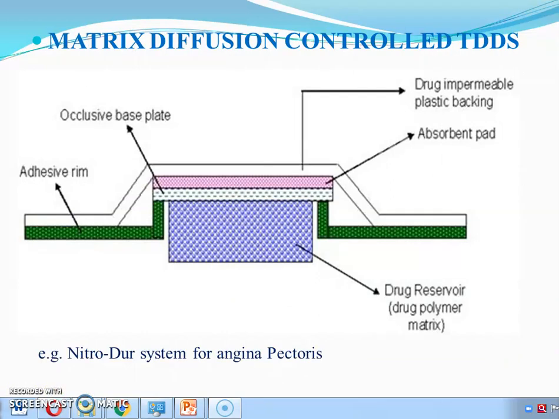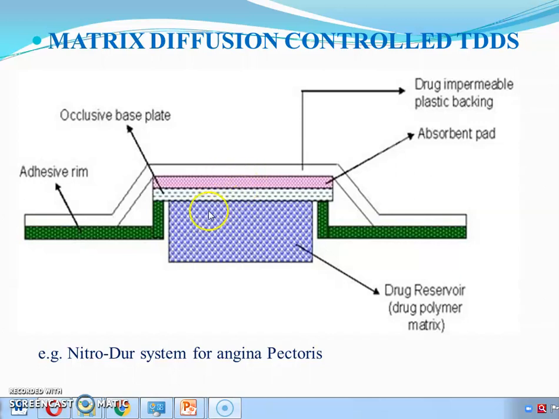The third type of approach is the matrix diffusion controlled drug delivery system. In this system, the drug reservoir is formulated by homogeneously dispersing the drug solid in a hydrophilic as well as hydrophobic polymer matrix, and then the medicated polymer is molded into a medicated disc with a defined surface area and thickness. Then the drug reservoir containing polymer disc is mounted on an occlusive base plate in a compartment fabricated from a drug impermeable plastic backing laminate.